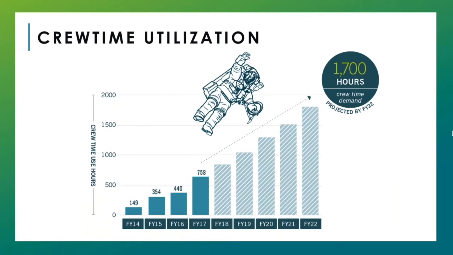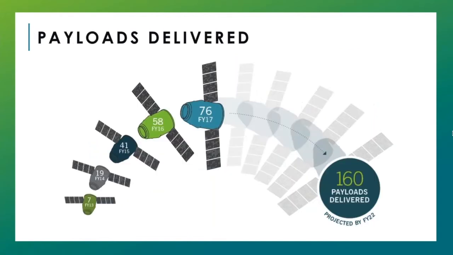Real actual crew time utilization, you can see here a nice curve, and this is where we're projecting out. And this is a conservative projection. We're saying here 1,700 hours by fiscal year 2022. If you break that down into a 50 or 52 week year, that's only 32, 34, 35 hours a week. So I think this is very conservative. I believe that our partners, commercial partners, OGAs, and our efforts of creating demand, I think we're going to blow through that. We're going to need more crew time hours.